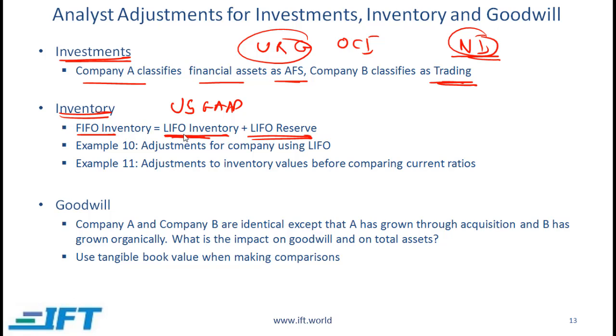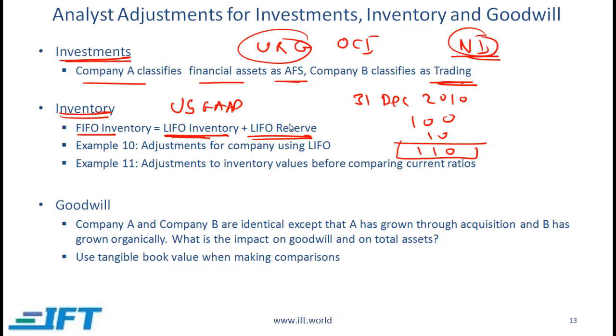If a company reports LIFO inventory on 31st December 2010 equal to 100, that's LIFO inventory. In the footnotes, the company will also disclose a LIFO reserve. Let's say the LIFO reserve is 10. What that means is, if the company had reported using FIFO, then the inventory would have been 110. What the footnote might sometimes say is that if inventory had been reported using FIFO instead of LIFO, then the number would be 10 more.